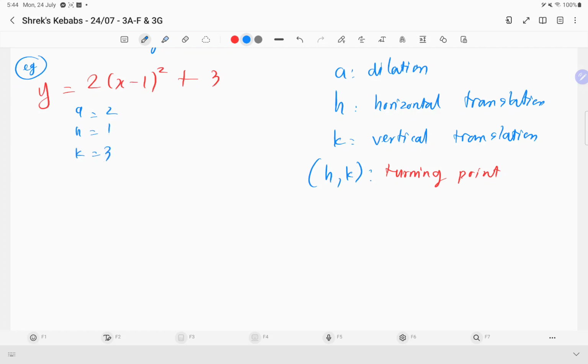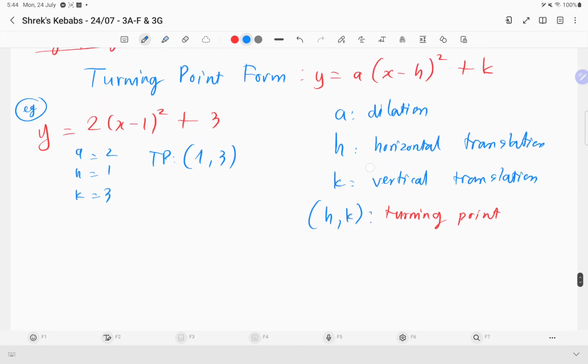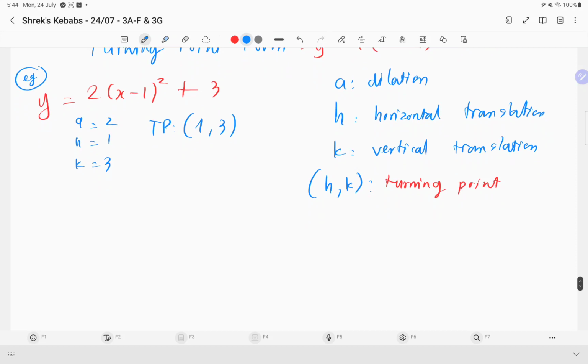And then based on this, what can we find next? You can find the turning point. That's right, which is 1, 3. X minus h, right. So the turning point is just 1 and 3, and then we can find the y-intercept. Yep, that's right. How? Sub x equals 0. You sub x equals 0 into the equation.